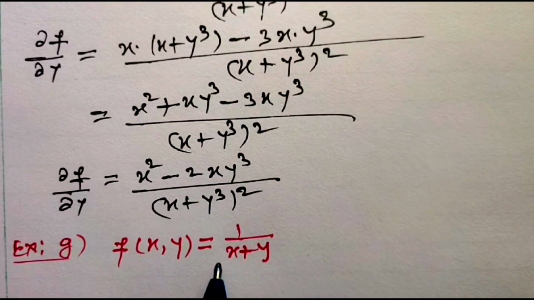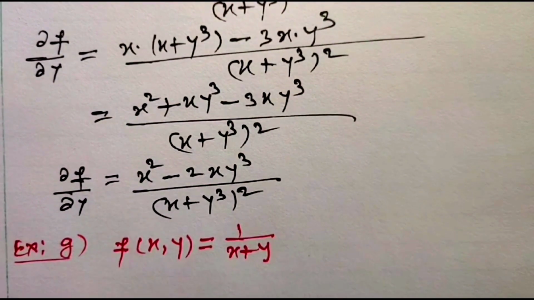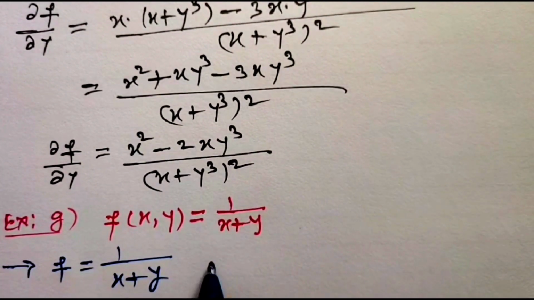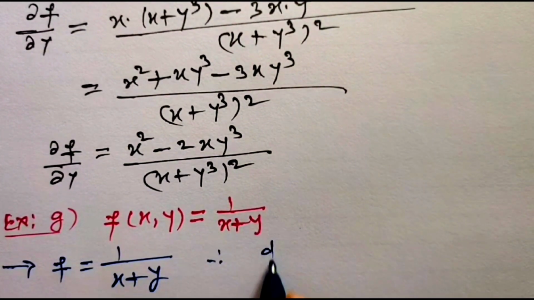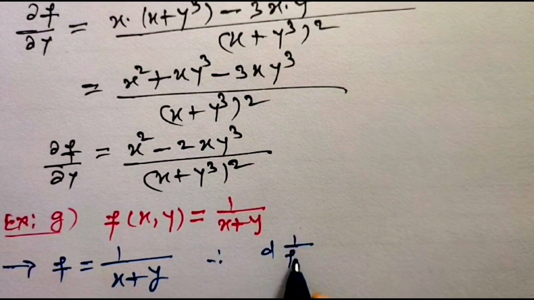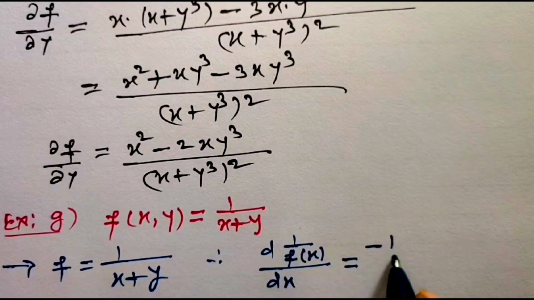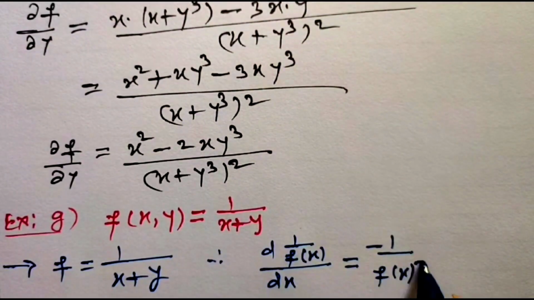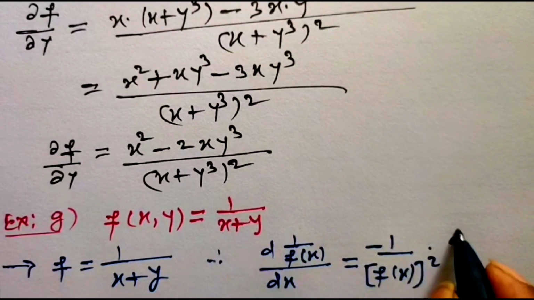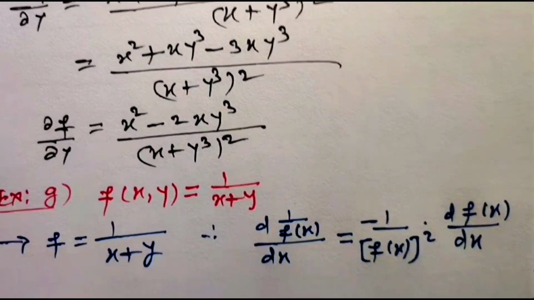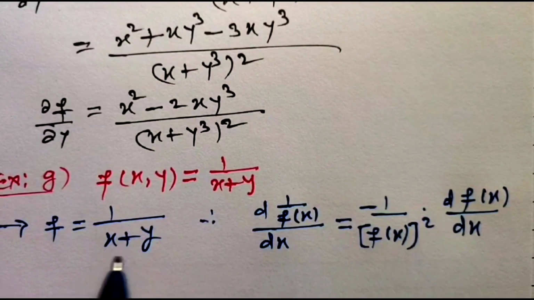F of x comma y is equal to 1 upon x plus y. So first of all, consider f is equal to 1 upon x plus y. Now you can apply this formula. The derivative of 1 upon f of x with respect to x is equal to minus 1 upon f of x square, into the derivative of f of x with respect to x. Applying this formula, f of x is nothing but, suppose, x plus y.